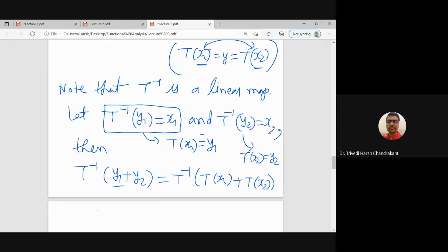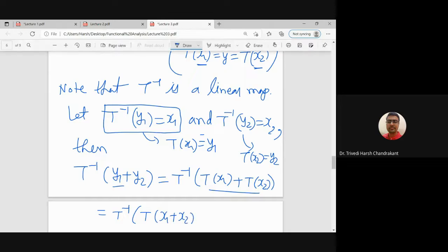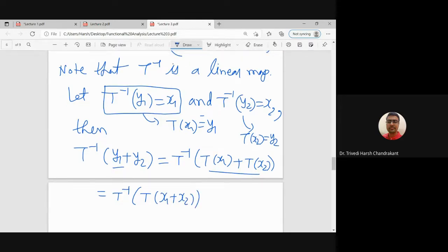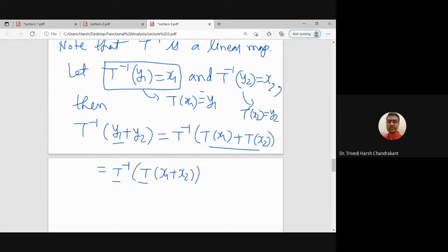We get T inverse of T of x1 plus T of x2. Then we know that T is linear, so this we can write as T inverse of T of x1 plus x2. Then T inverse and T cancel out, because T inverse on the range gives the same element. So that is x1 plus x2, which is T inverse y1 plus T inverse y2. We proved that T inverse preserves addition.